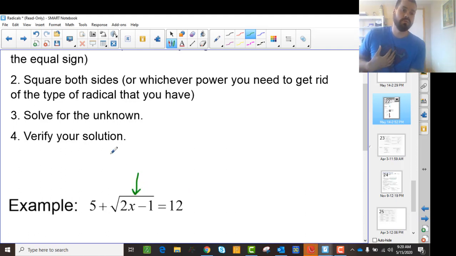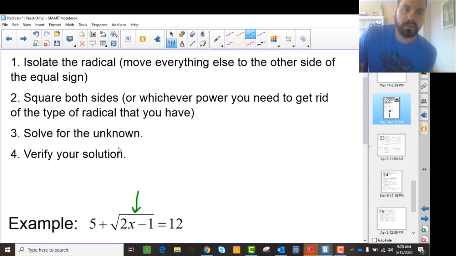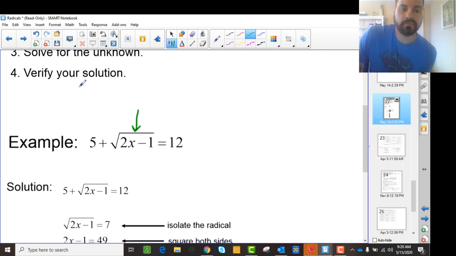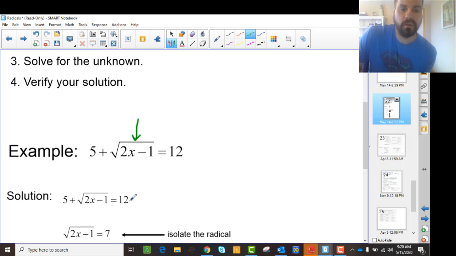So what are we going to do in order to solve this? In order to solve it, we have to get rid of the radical. First, we isolate the radical, so we move everything else to the other side of the equation. We go 12 minus 5 is 7. If you want, write minus 5 and minus 5 over top to help you see that we're subtracting 5 from both sides to isolate the radical. Isolate meaning it's on the side by itself.